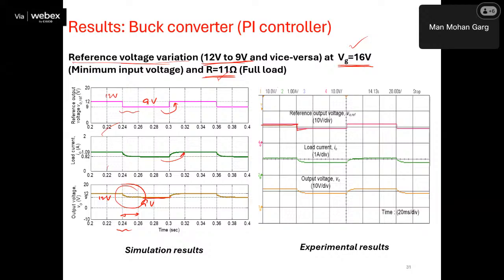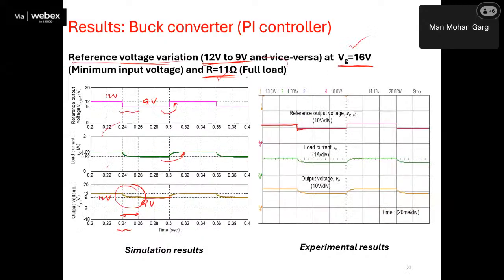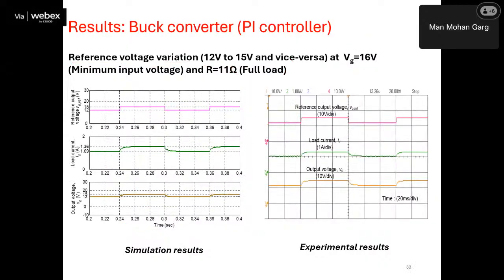Let us see what is the impact on other things. This was the condition when I had taken full load. Now, my nominal voltage was 12 volt, and if I change it from 12 to 15, then what happens? It is also giving me a satisfactory result. The only issue is that it is taking certain time to get settled. That is obvious, but the steady state error is 0. It is tracking the reference.